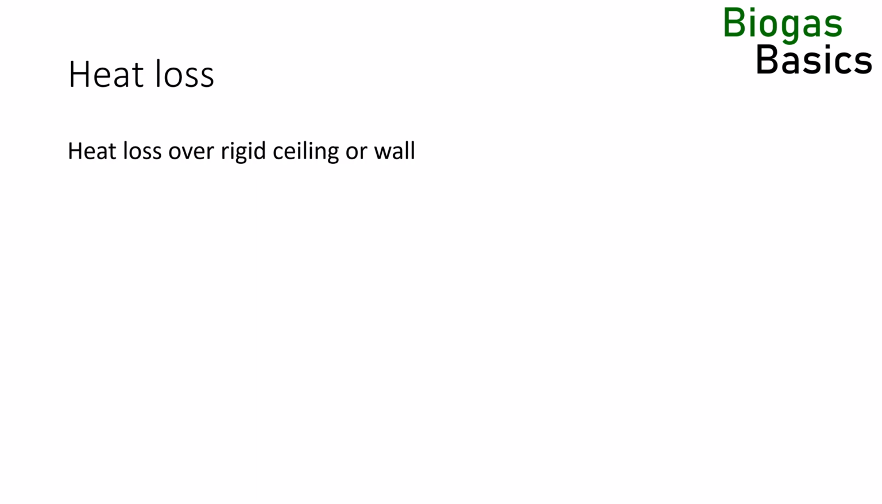The digester loses heat over the ceiling, the wall, and into the ground. The general form of the heat loss equation is Q dot is the product of overall heat transfer coefficient U and heat transfer area A times temperature spread delta T.